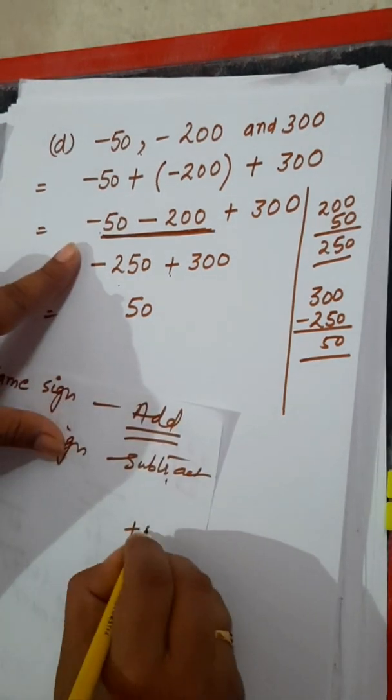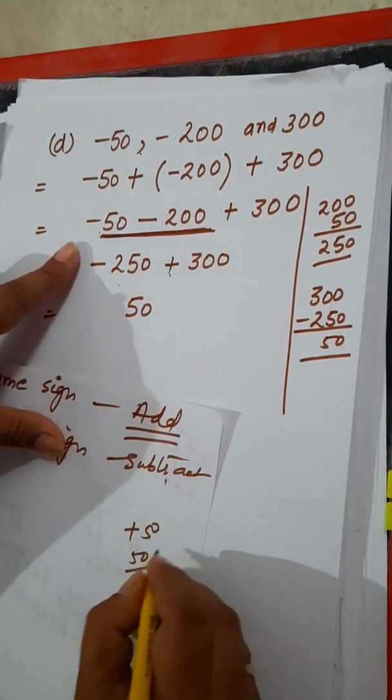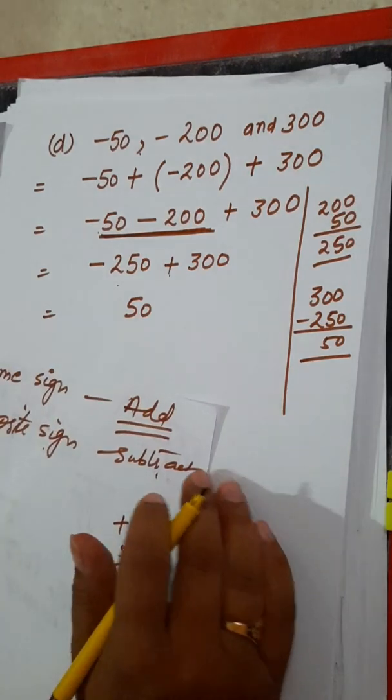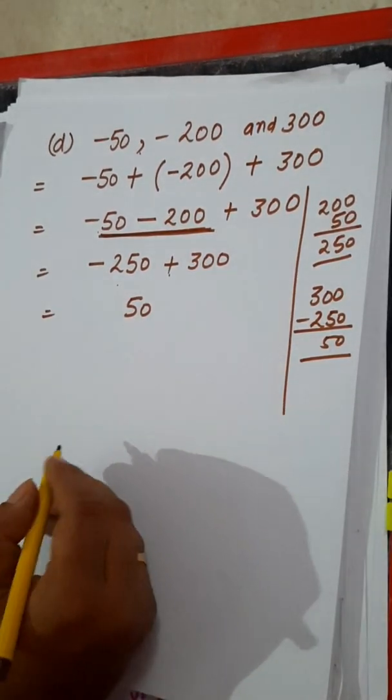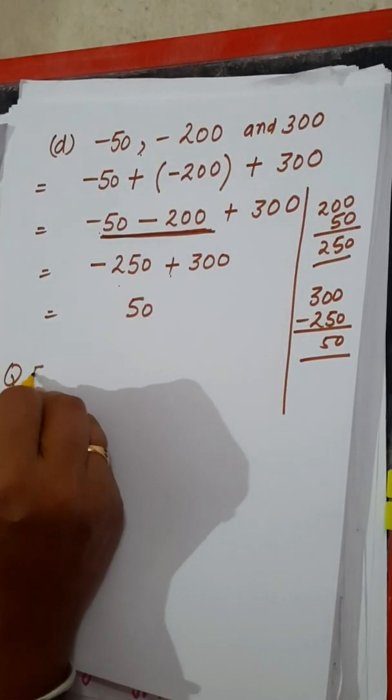I can't write plus 50 because it is clear. If I write 50, it means that it is a positive integer. So this is my answer. Now next is my question number 5.